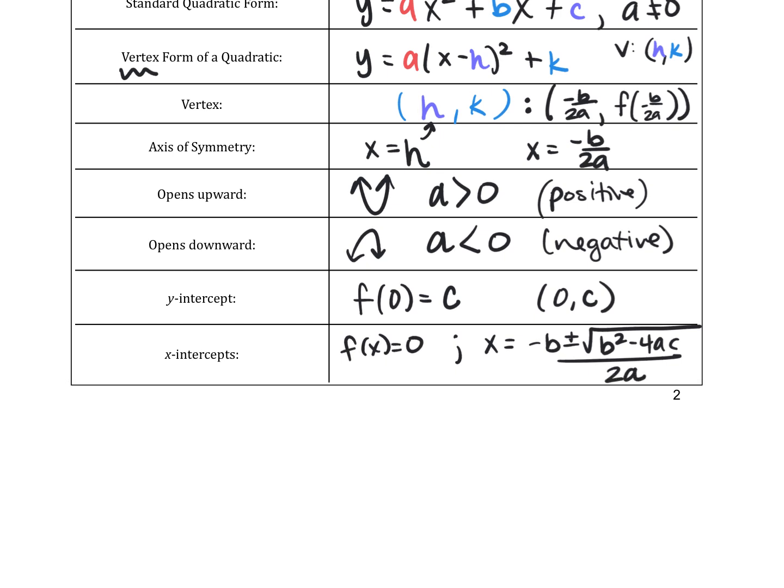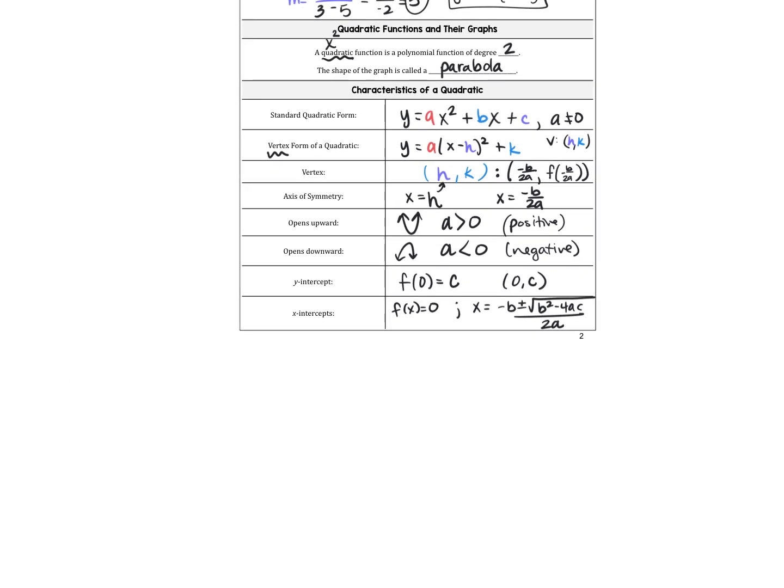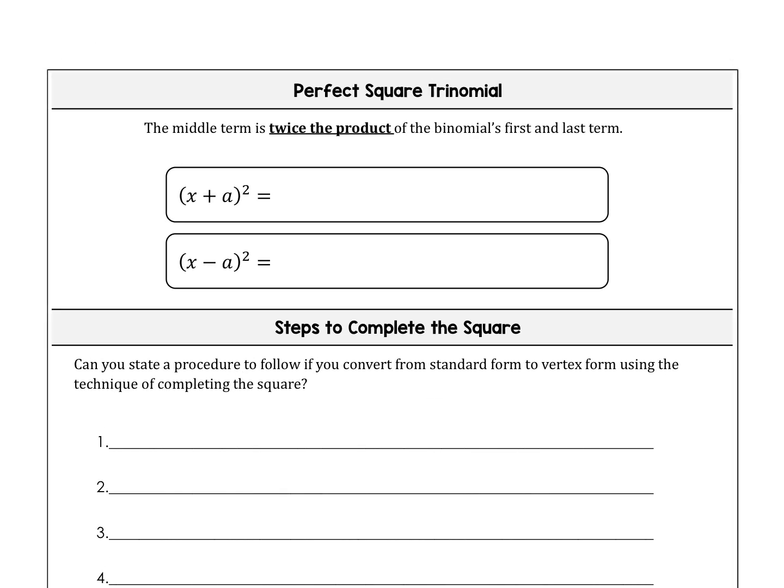You could also use other strategies that might work, like factoring or completing the square, but using the quadratic formula will work every single time. All right, let's talk about perfect square trinomials.